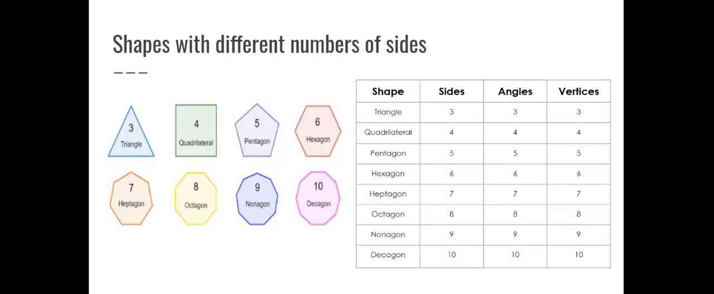When we look at different shapes, we look at the different number of sides, angles, and vertices. So a triangle has 3 sides, 3 angles, and 3 vertices. A quadrilateral has 4 sides, 4 angles, and 4 vertices. A pentagon has 5 sides, 5 angles, and 5 vertices. A hexagon has 6 sides, 6 angles, and 6 vertices, and so on and so forth.